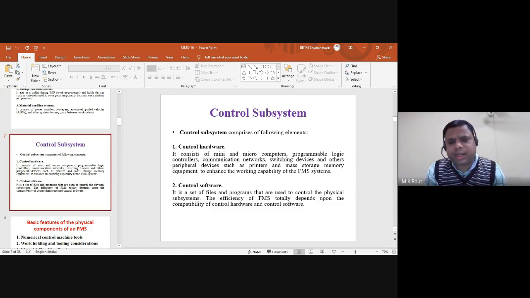Similarly, in any kind of mechanical work, a large number of machines are directly synchronized. In CTDC, you have observed so many numerical control machines performing different kinds of complex manufacturing operations. The next part is control software.